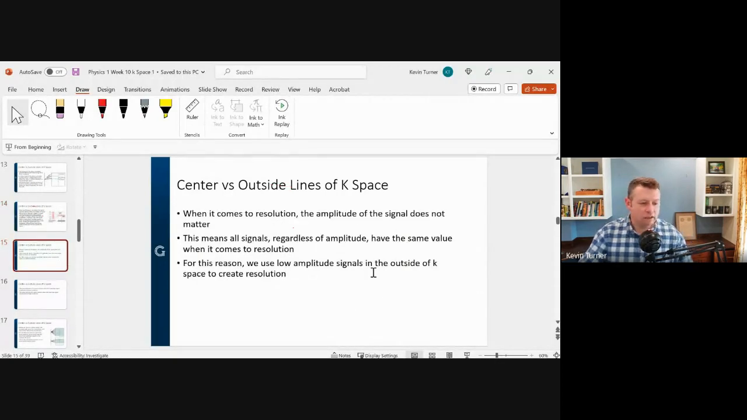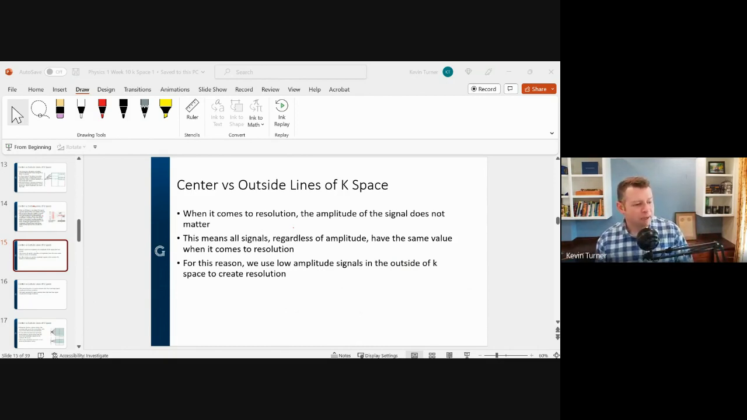So when it comes to resolution, the amplitude of the signal does not matter. When I go to make those outside lines of K-space, it doesn't matter if my echoes have a lot of signal in them or not. So when we choose which echoes we're going to use for resolution, we choose echoes with very low signal amplitude, because the SNR for the image is going to be determined by the center of K-space. Also somewhat the outside of K-space, just not as much.